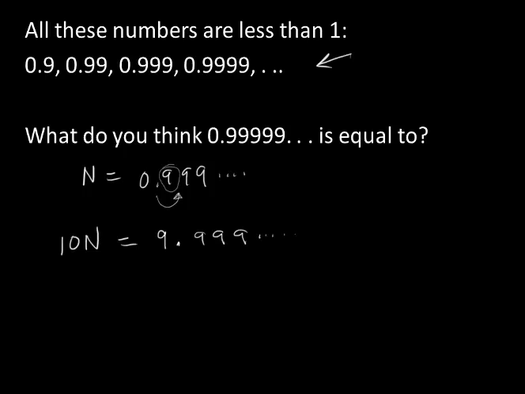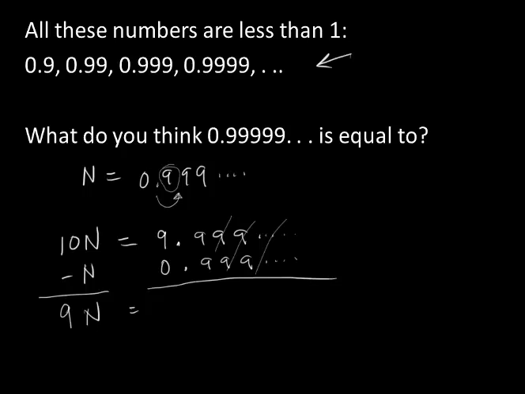9.999 repeating. And now I'm going to subtract n from it. In other words, I'm going to subtract 0.999 repeating, and I get 9n is equal to, and now look what happens here. All of the decimal part of the number drops out, and I get 9n is equal to 9, and this tells us for sure that n is 9 over 9, or 1. So this number is equal to 1.